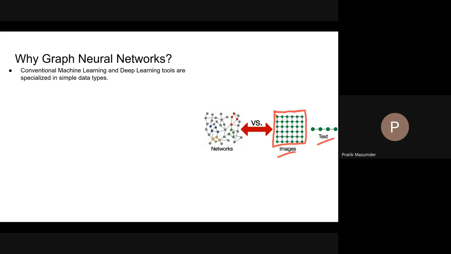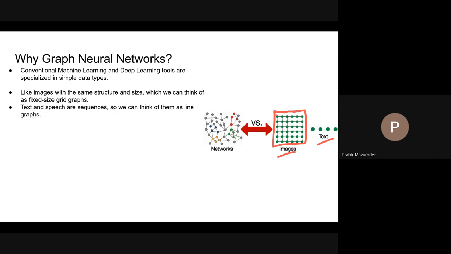Right. So your conventional machine learning and deep learning tools are often specialized for simple data types, like images or text. As I mentioned, if you consider a set of images which may have the same size, or you augment them to make them the same size, they will have a fixed size. You'll have a 2D grid or a 3D grid, on top of which you can apply your networks.